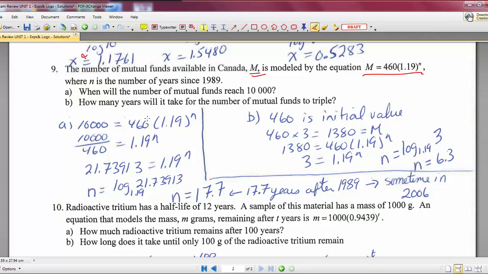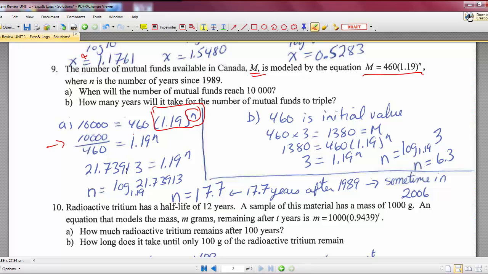I have a multiplication here. I'm trying to isolate my n, remember. And so I have the expression involving n times 460. I don't want that 460, so I'll divide by 460. And of course, if I divide one side by 460, I divide the other side by 460 as well. And so I end up at that point. 10,000 divided by 460 is approximately 21.73 and so on.